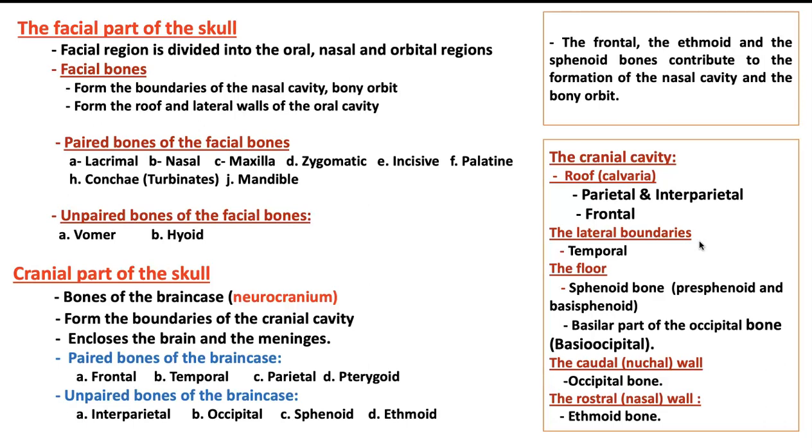The roof, or calvaria, of the cranial cavity includes the parietal bone, interparietal bone, and the frontal bone. The lateral boundaries of the cranial cavity are formed by the temporal bones on both sides. The floor of the cranium is formed by the presphenoid and the basisphenoid, known as the sphenoidal complex, and also the basilar part of the occipital bone, known as the basioccipital. The caudal part of the cranial cavity is formed by the occipital bone, and the rostral part by the ethmoid bone.